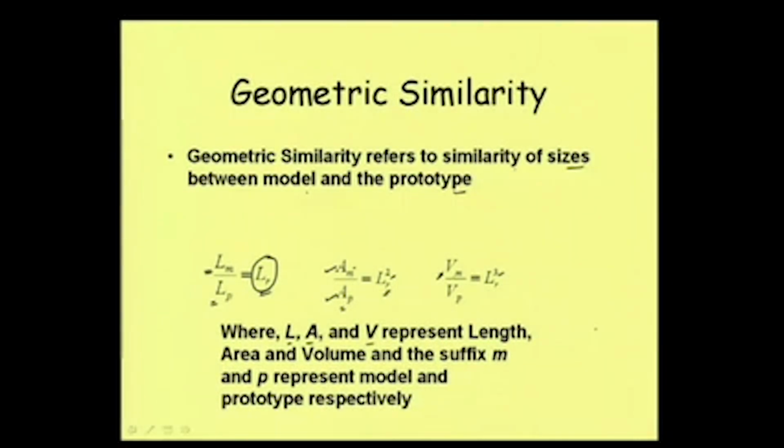Similarly, Vm by Vp, this is volume, so it is the length ratio to the power cube. As explained, L, A, V represent length, area and volume, and the suffixes m and p are for the model and the prototype.